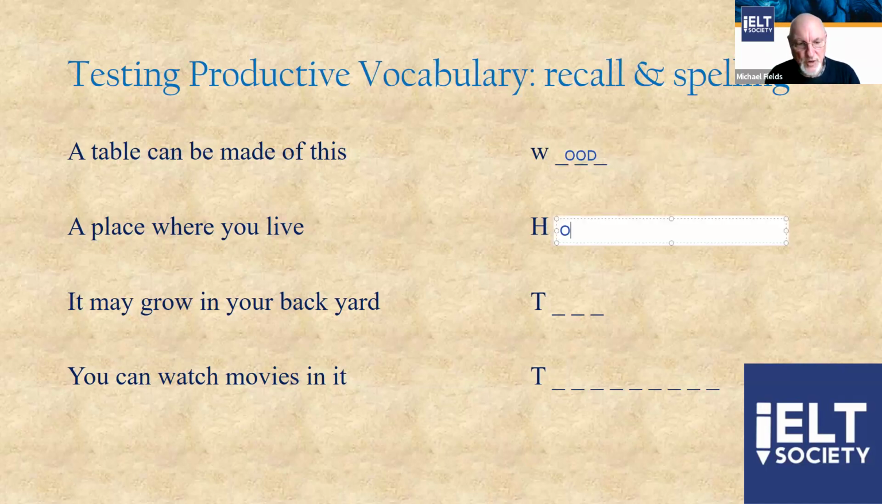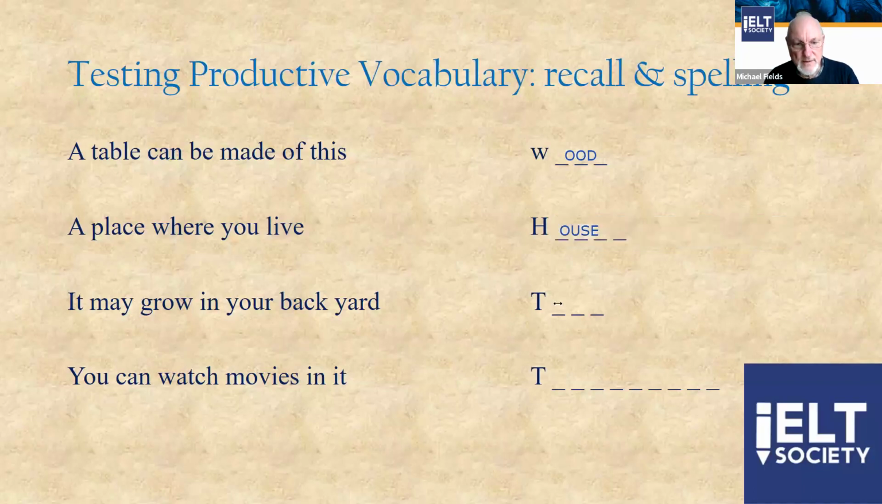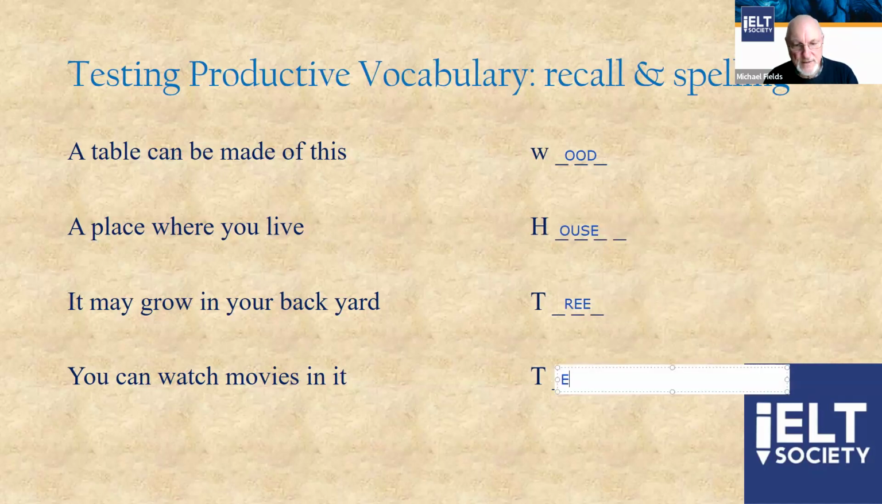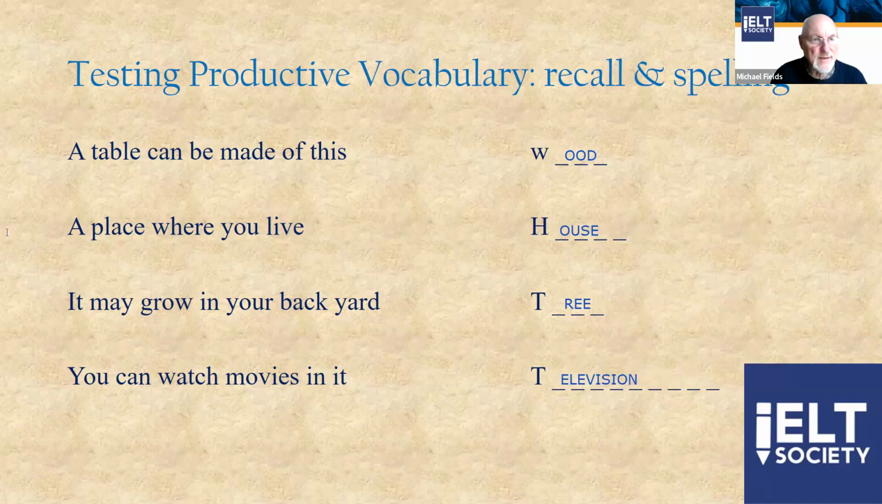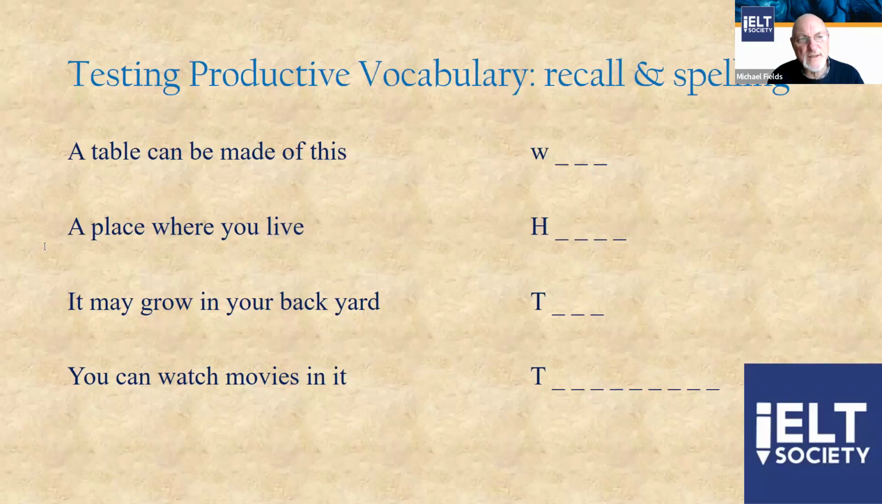The place where you live is probably a house. It might grow in your backyard. Is a tree, and you can watch movies on it, of course, is a television. Points off for spelling. All right. This is one example. Very context-free. Of course, if we're going to ask them to produce language, there's always going to be some amount of context, right?